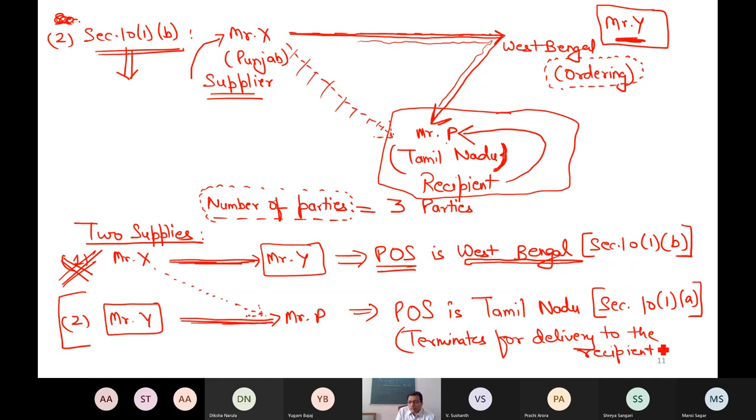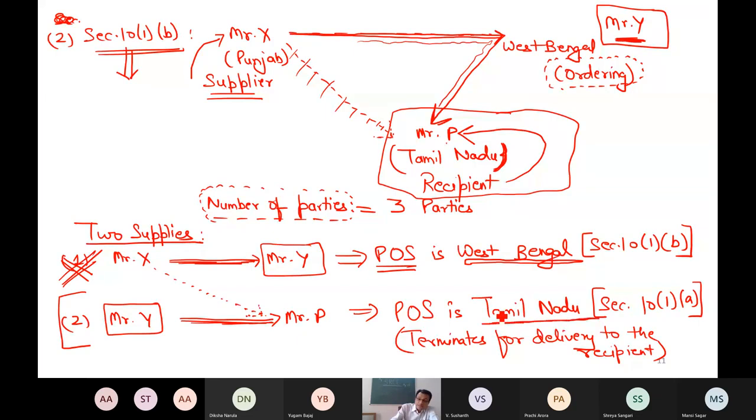So by default, when you apply section 10 subsection 1 clause B, you also have to apply section 10 subsection 1 clause A for the remaining leg of that supply. Whenever you apply section 10(1)(b), there will always be two supplies happening. 10(1)(b) only catches one supply, first or second, whatever is the case. For the second supply, you also need to take the help of section 10(1)(a). It might look technical but it is logical, of course.